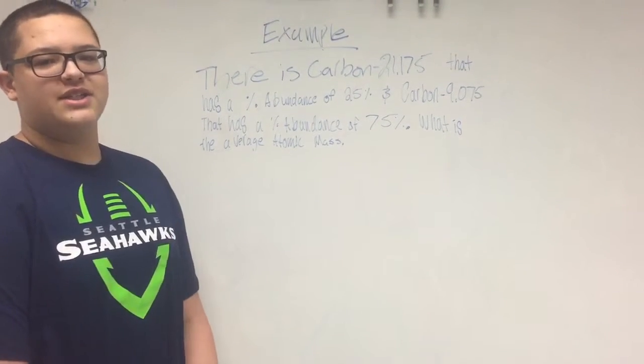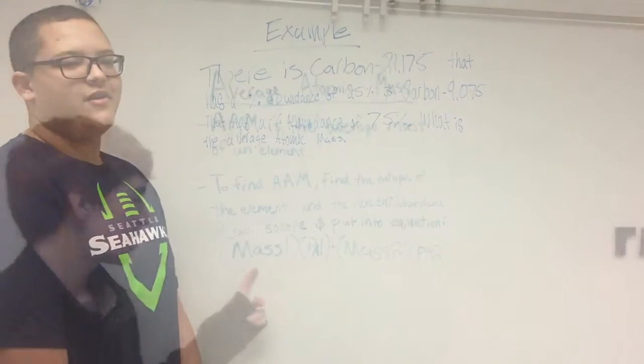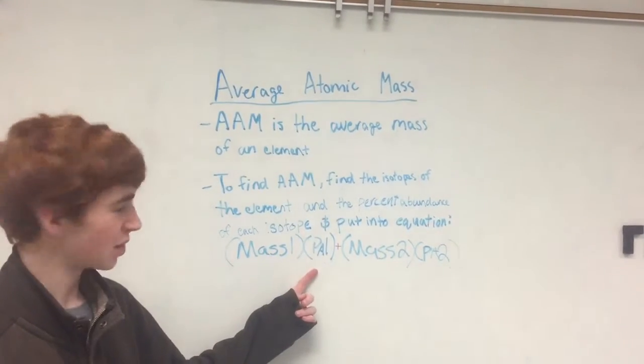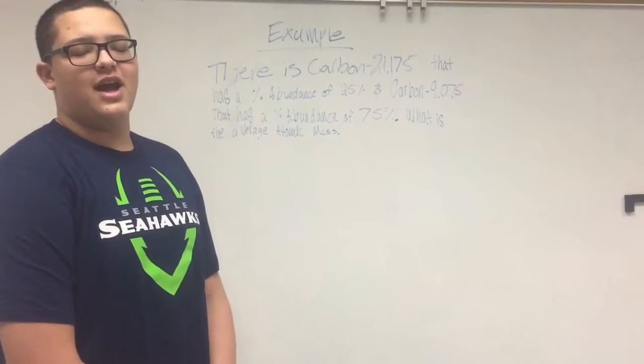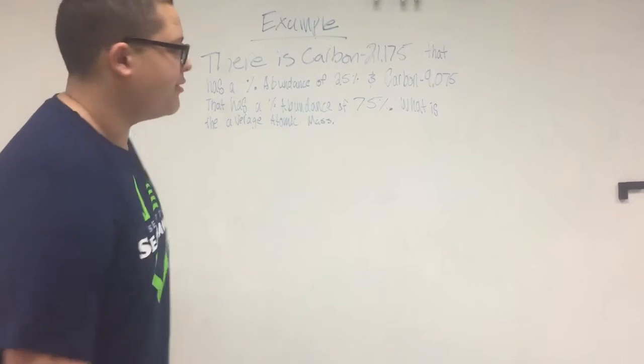Now remember the equation that Tristan said earlier. Mass of isotope 1 times its percent abundance plus mass of isotope 2 times its percent abundance. Now that we know the equation, let's plug it in.